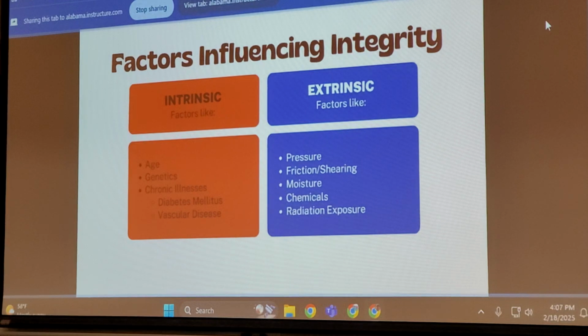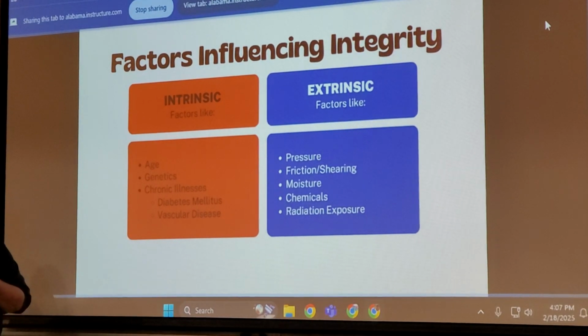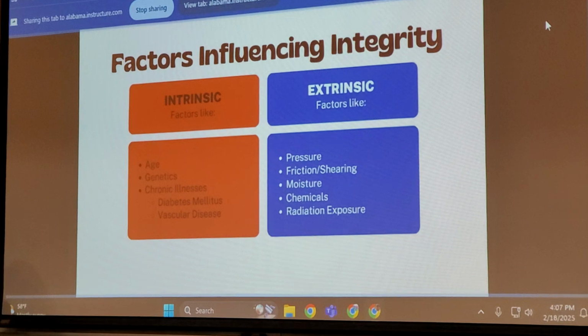All right, so factors that can influence our integrity. You've got two: intrinsic and extrinsic. Intrinsic are the ones that I semi can control, but the extrinsic are going to be factors that are presented to the skin. So intrinsic are going to be things that I'm responsible for, like age, genetics, chronic diseases. We always talk about diabetes being one of the main factors, because when I say diabetes, you say feet. Y'all, my twins remember from last semester, when I say diabetes, you say feet, because that's where we're looking.